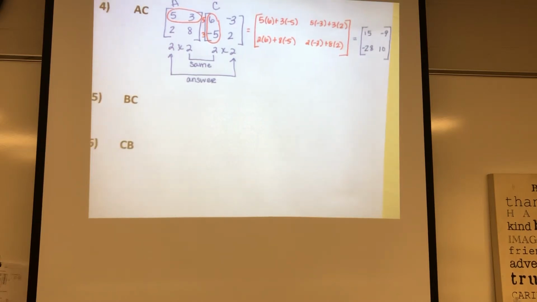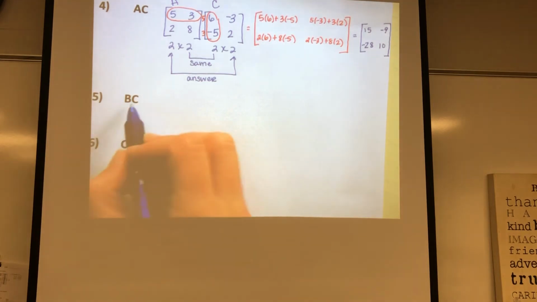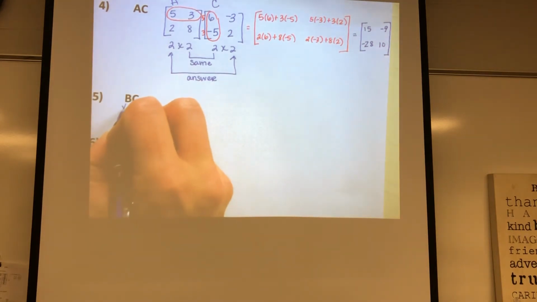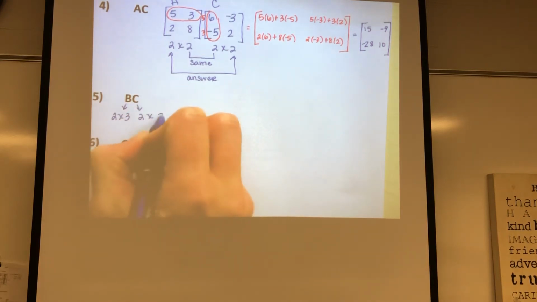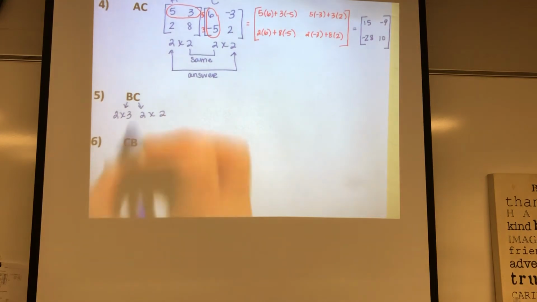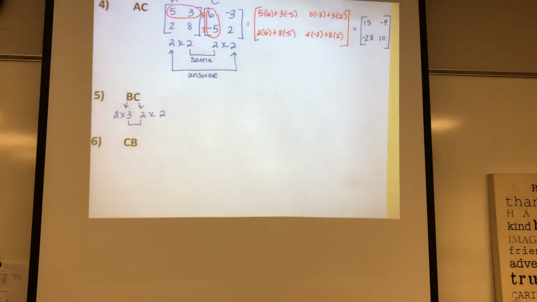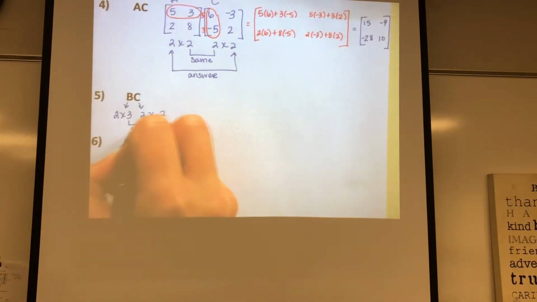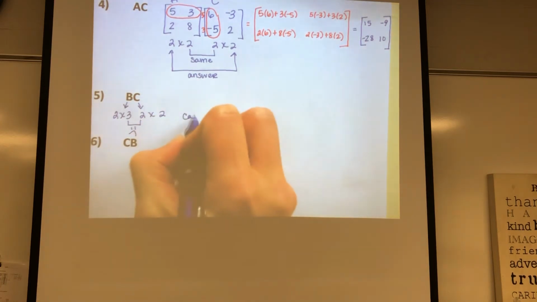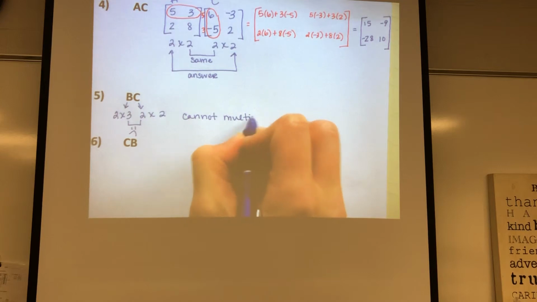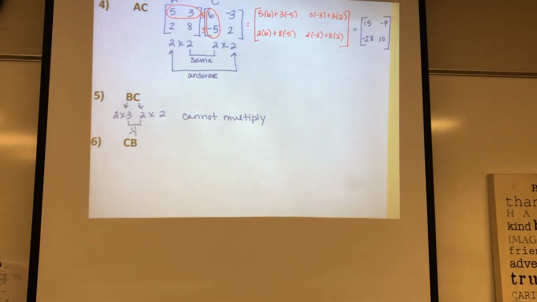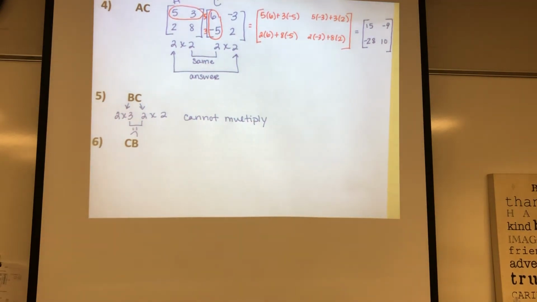All right, next up, we're going to try to take B times C. B has dimensions that we found earlier, 2 by 3. C has dimensions 2 by 2. Remember that I said that these middle two have to be the same? So since these are not the same, we cannot multiply. So always check your dimensions first. Check to see that those middle two are the same, because when they're not, you can't do it.